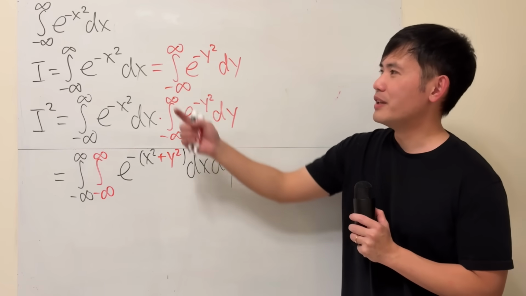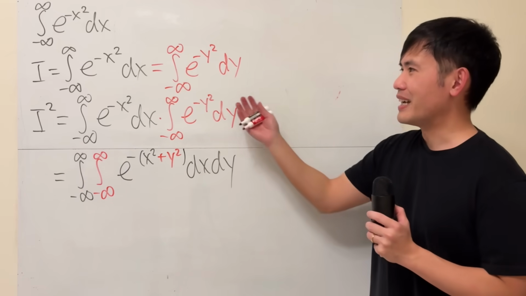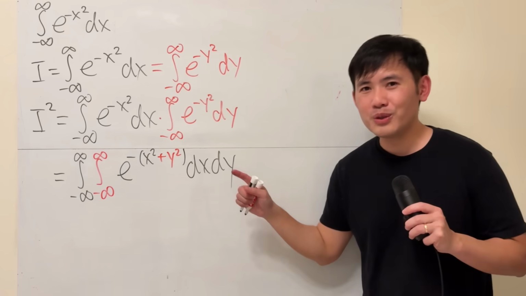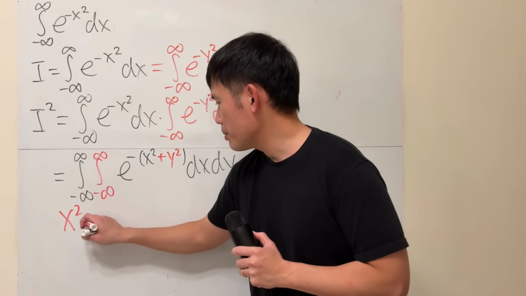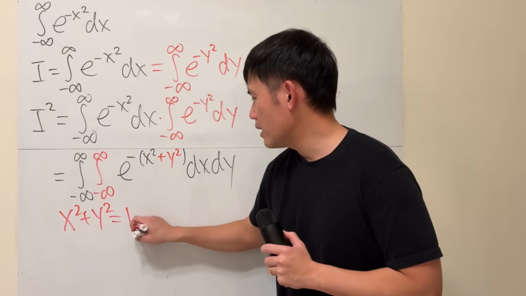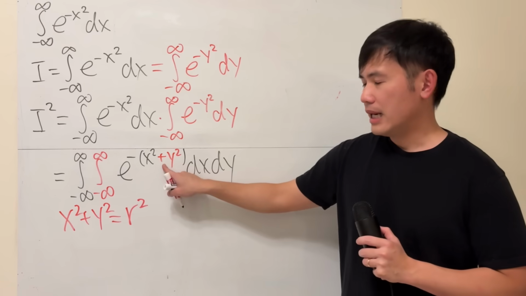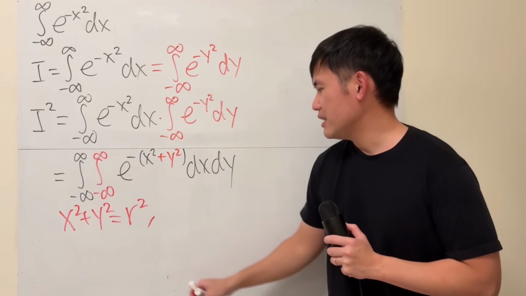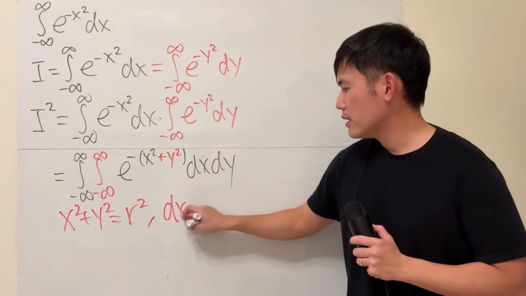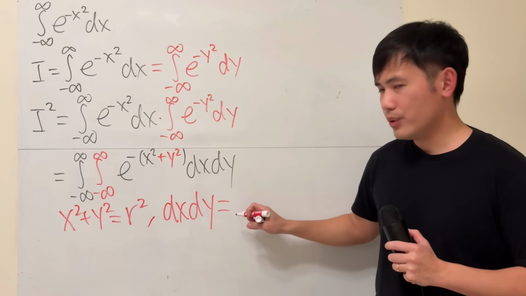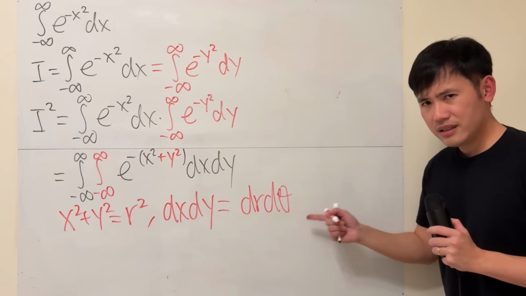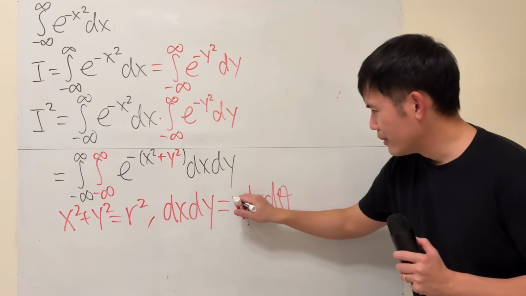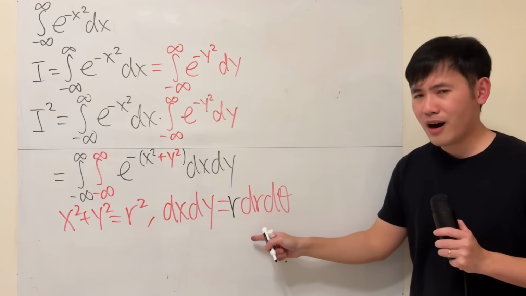You see, this is worse than the original. It looks like it, but the truth is no, because we can use polar coordinates. Here's the deal. x squared plus y squared equals r squared. That's very nice. Secondly, dx dy is equal to dr d theta. Yeah? No. Don't forget the r.